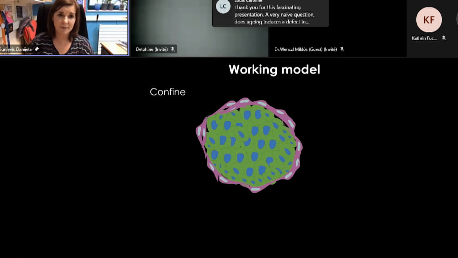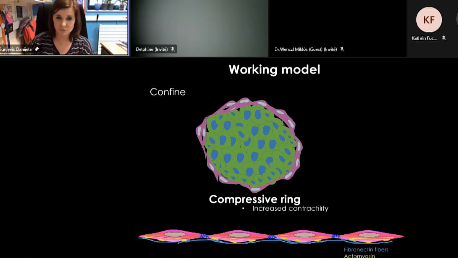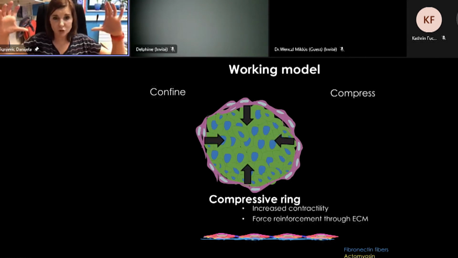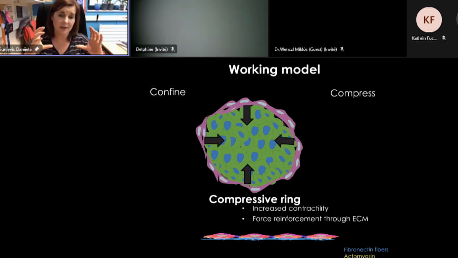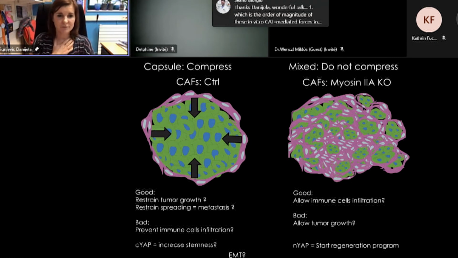What we think is happening is that the fibroblasts that surround the cancer cells can organize into these supracellular rings. Those fibroblasts are compressive, and these forces are then reinforced through the production of extracellular matrix, fibronectin, maybe collagen as well, and that contributes to the supracellular contractility of fibroblasts and compression of cancer cells, and deformation of tumors.